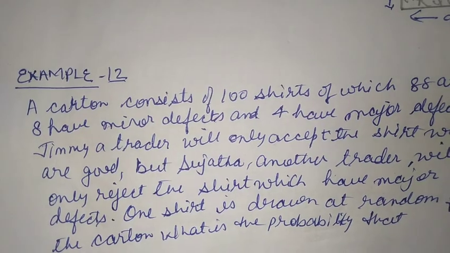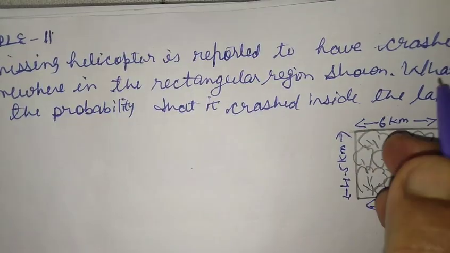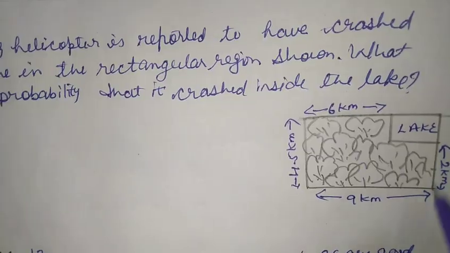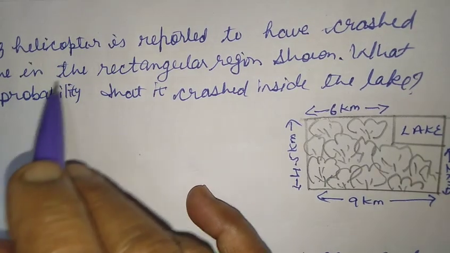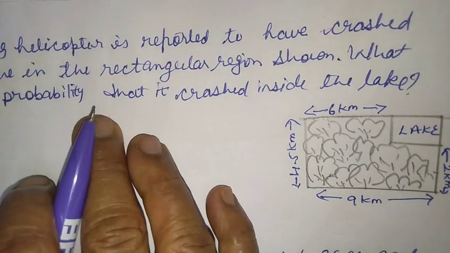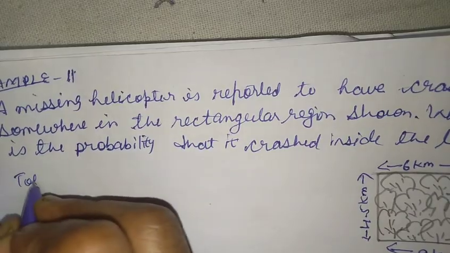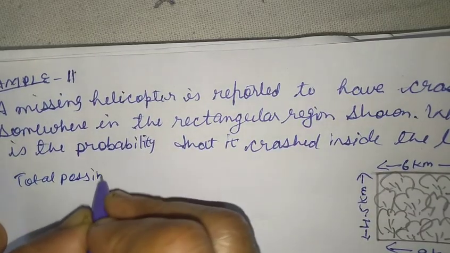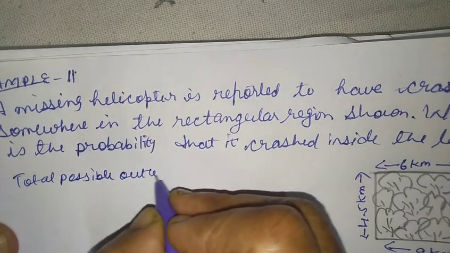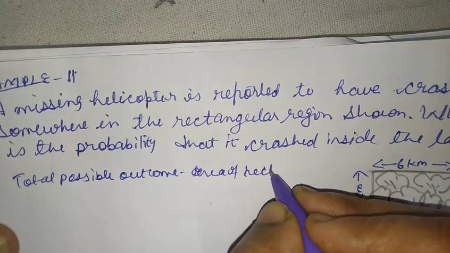In Example 11, a missing helicopter is reported to have crashed somewhere within the rectangular region shown. This is the rectangular region shown here. So the helicopter crashed somewhere in this rectangular region. What is the probability that it crashed inside the lake? Let us write down the total possible outcome, meaning the region where it can be crashed.